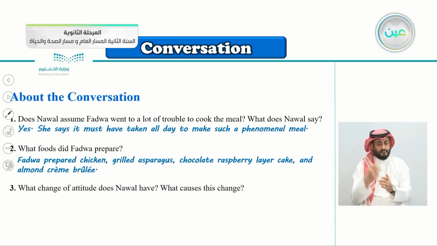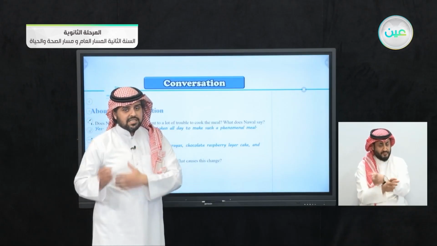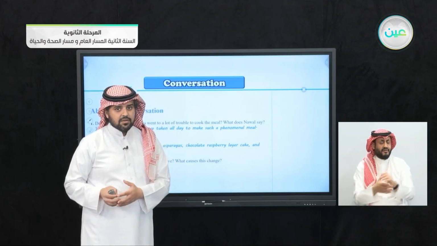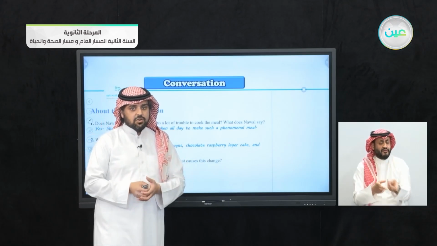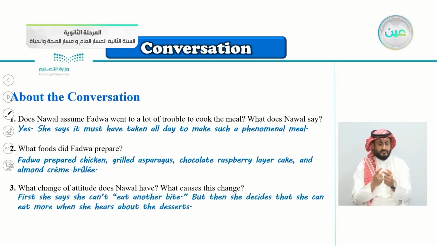Number 3, what change of attitude does Nawal have? What causes this change? She changed her mind or her attitude about something. And why did she do that? Of course, she changed it as a joke, if you remember. So the answer here is, first she says she can't eat another bite. She's full, she's stuffed. But then she decides that she can eat more when she hears about the desserts, because she didn't want to eat chicken or asparagus.